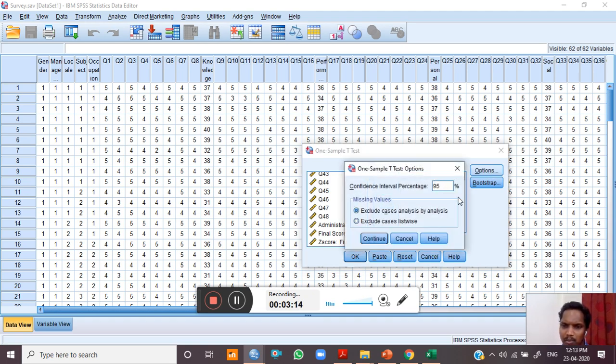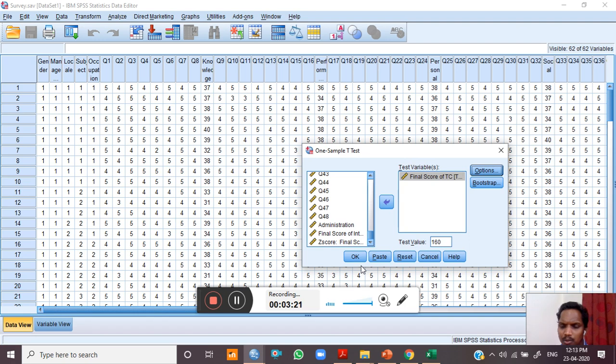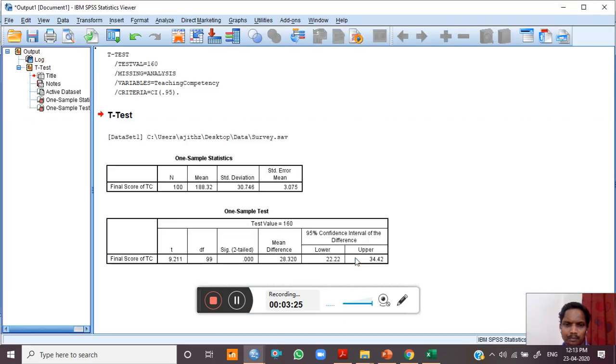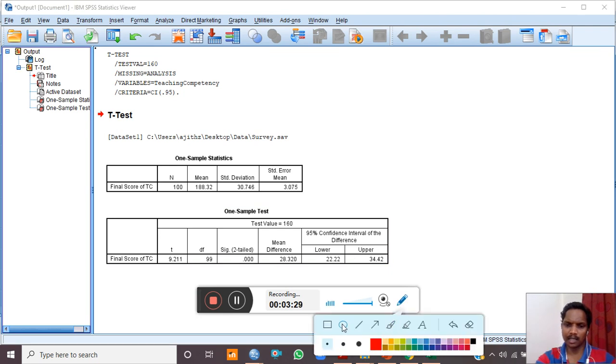See, it is 95%, 0.05 level. This is what we do in social science research. Click on Continue. Now you can click on OK. You don't have to do anything here. OK. Now you can see the data.